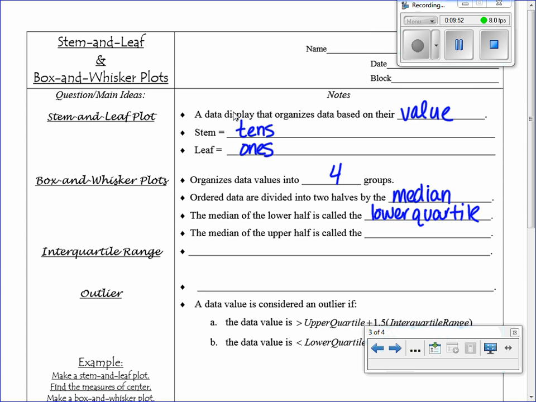The median of the upper half is called the upper quartile. The interquartile range, that's the data between the two quartiles. It's the data between the upper and lower quartile.